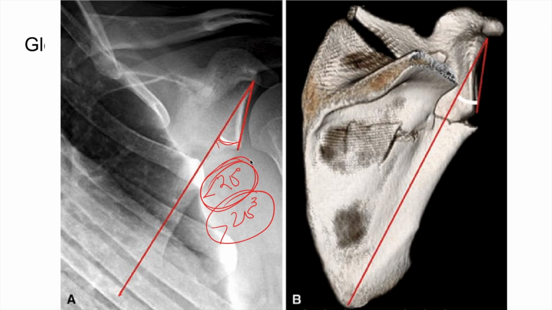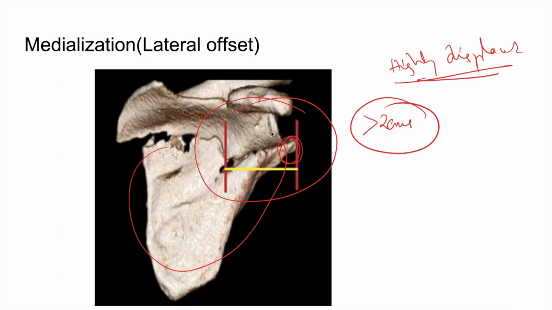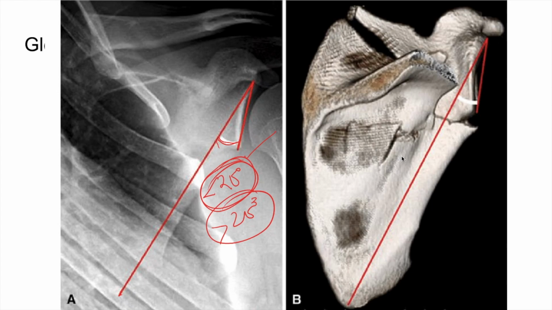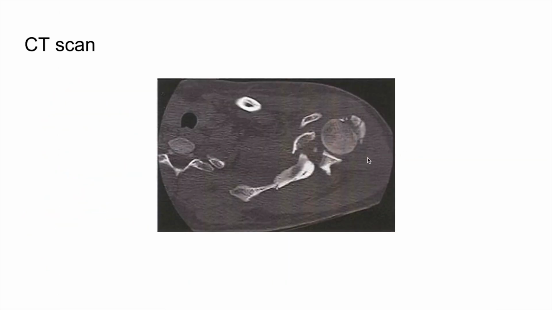A glenopolar angle of less than 20 degrees is an indication for surgery. Lateral offset or translation of the scapular fracture of more than 2 centimeters is an indication for surgery. These are some of the radiological parameters that you should look for when considering surgical intervention.